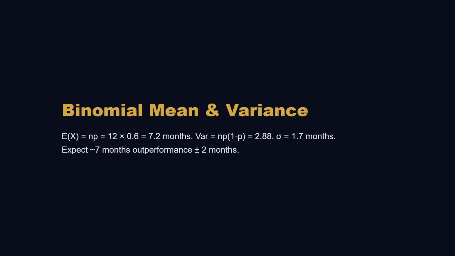If the fund outperforms only 3 months out of 12, that would be more than 2 standard deviations below expected. Very unlikely by chance if p really is 60%. That kind of reasoning connects binomial probability to hypothesis testing, which is Lesson 8.